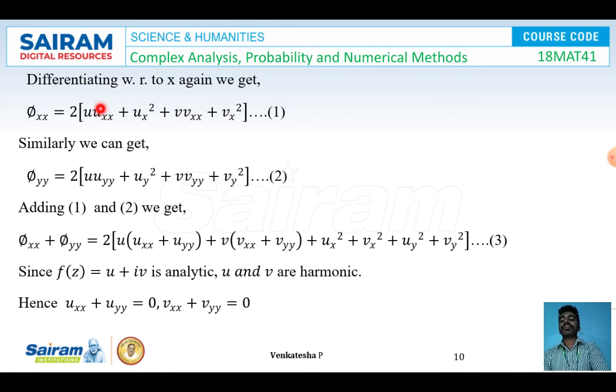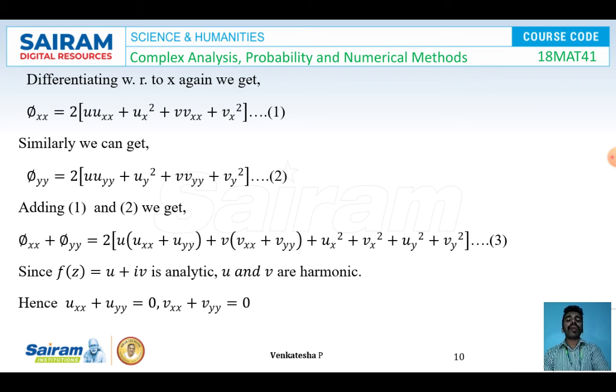From these two equations, I can take u common factor. From these two, I can take v common factor. So I got 2 times of u into (u double x plus u double y) plus v into (v double x plus v double y), plus ux square plus vx square plus uy square plus vy square. Since the function f of z is equal to u plus iv is analytic, u and v are harmonic also. So I can replace u double x plus u double y is equal to 0 and v double x plus v double y is equal to 0. So this function will become 0.